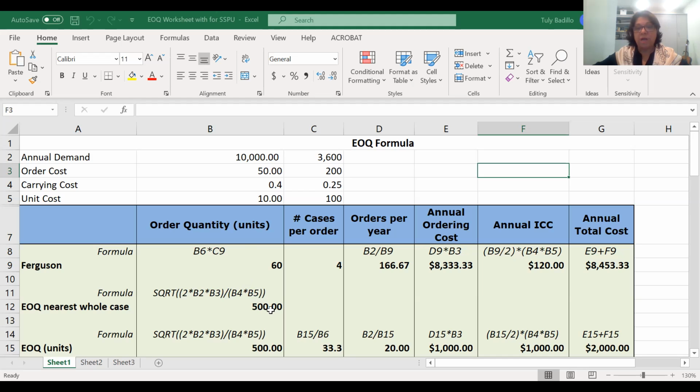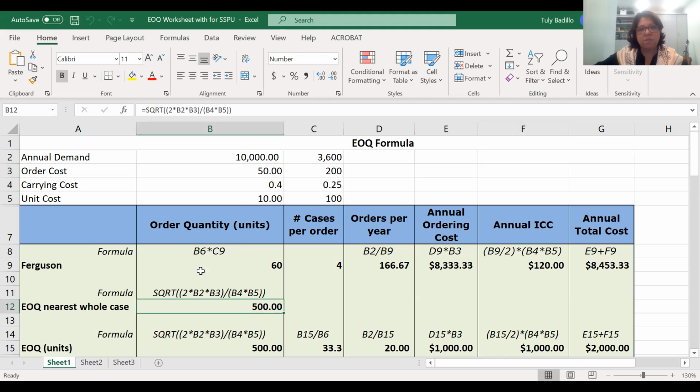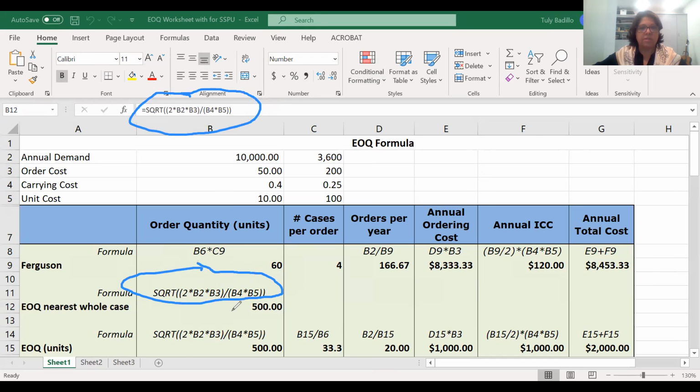So if we go down to the result, which we knew was 500, I want you to pay attention to the formula here and how we insert it into Excel. And then I also want you to pay attention to where the formula is in the formula bar. So it's the same thing as here. And if you notice, the result was the same, right?